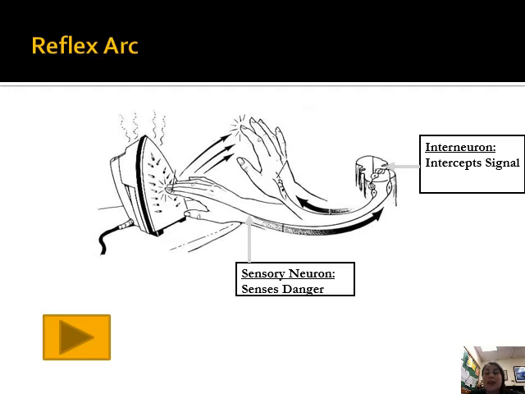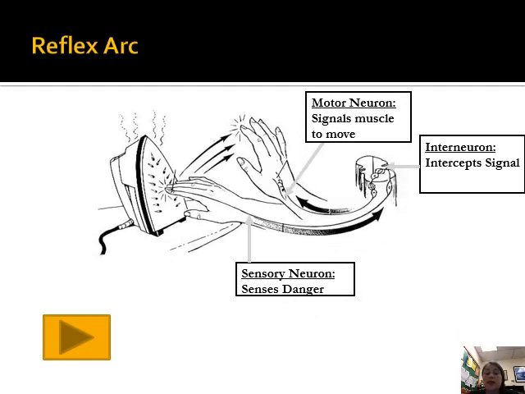So what happens is the interneuron intercepts the signal, prevents it going to the brain, and causes the motor neuron to contract the muscles to create a spastic movement to move the hand away from the iron before damage is done. That's why when you are in contact with a dangerous stimuli, you react and then you realize how you reacted. So if you accidentally touched an iron, you would actually move your hand before you say ouch.